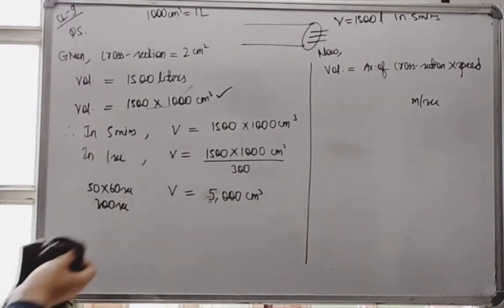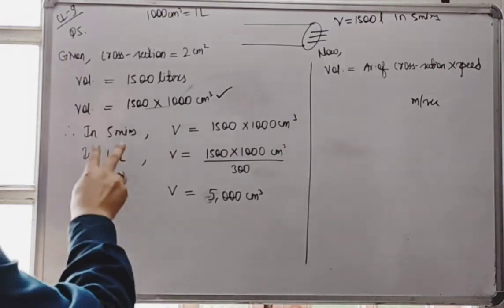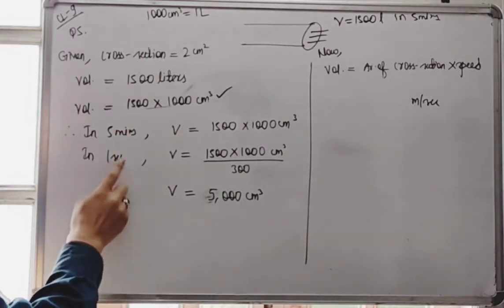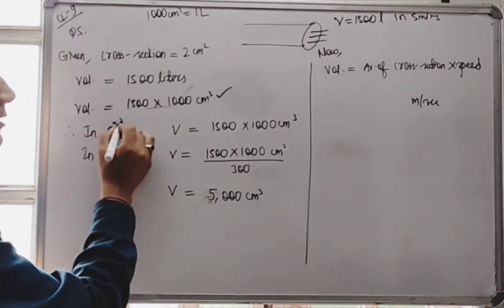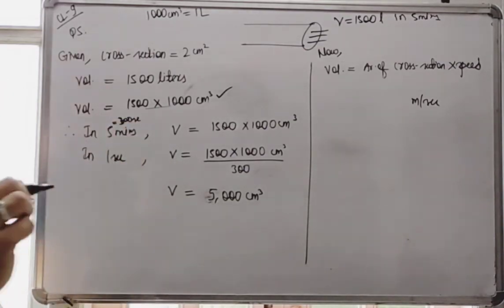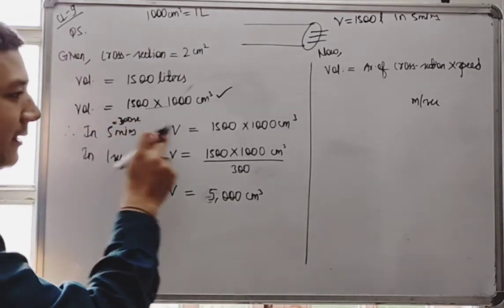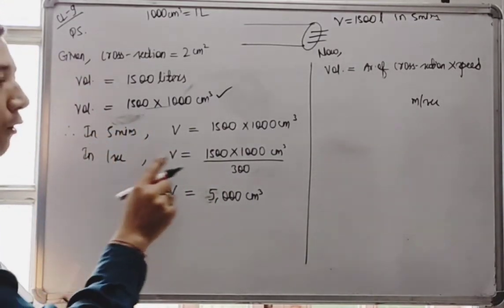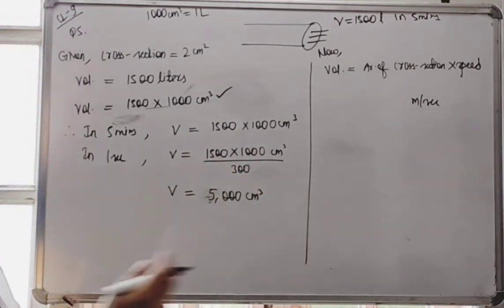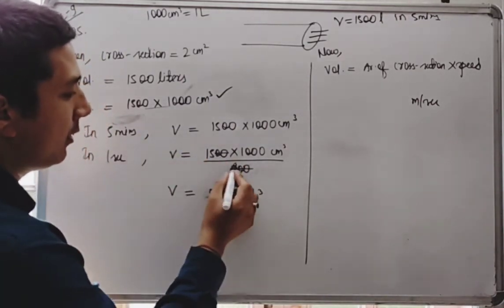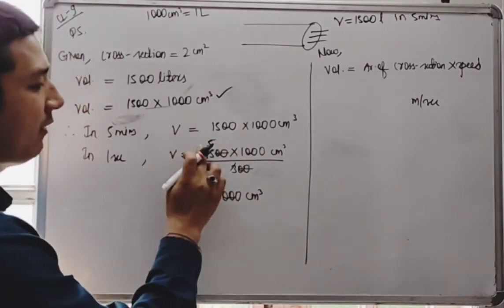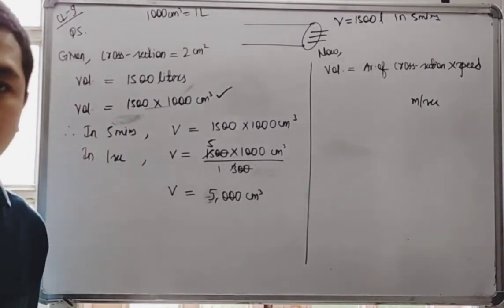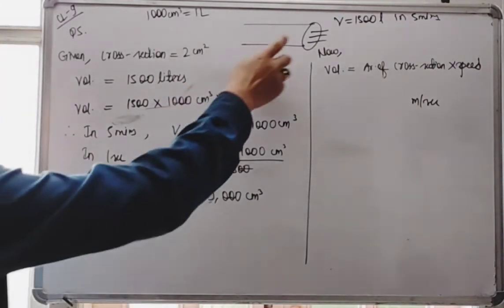In 5 minutes, the volume is this much. Then in 1 second, 5 minutes means how many seconds? 5 minutes means 300 seconds. Isn't it or not? You calculate. In 300 seconds, this much of volume. Then in 1 second, the volume will be this divided by 300. You please cancel it. 0000 gets cancelled out. 3 1s are 3, 5s are 15. So 5 into 1000 is 5000 centimeter cube of water is being delivered in 1 second from this pipe.